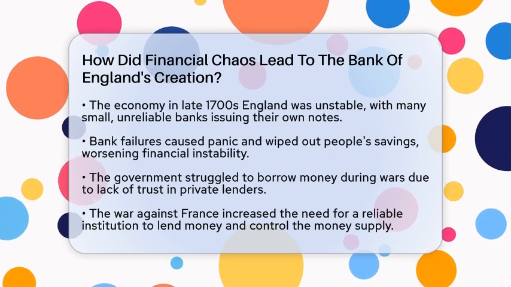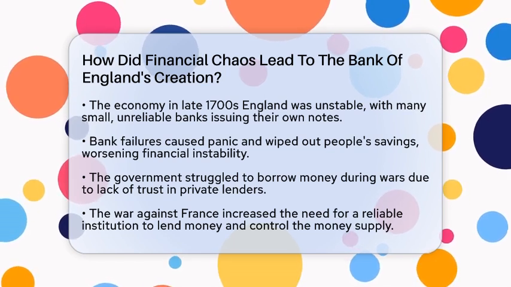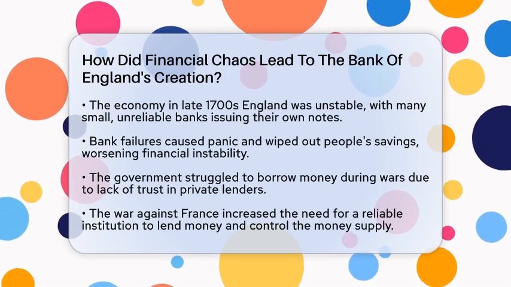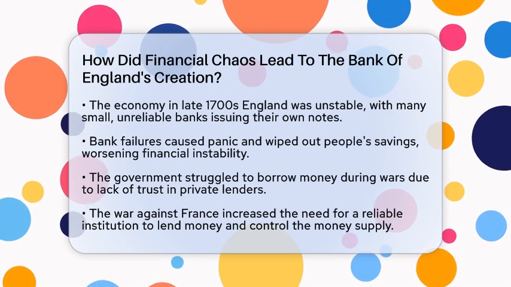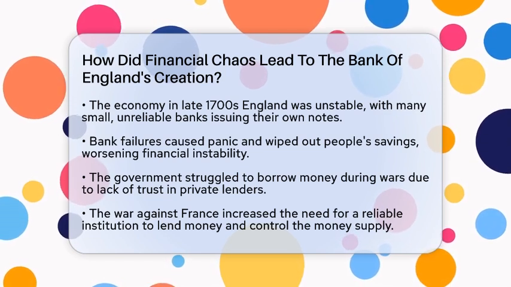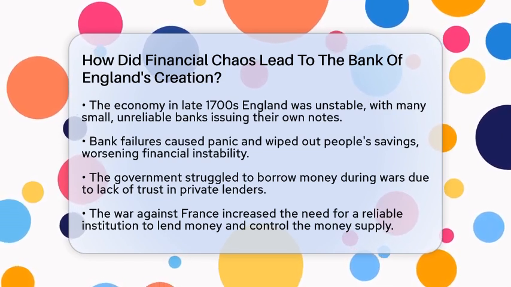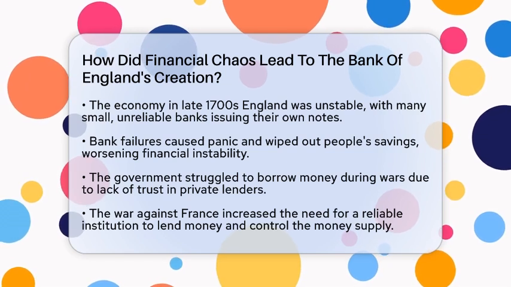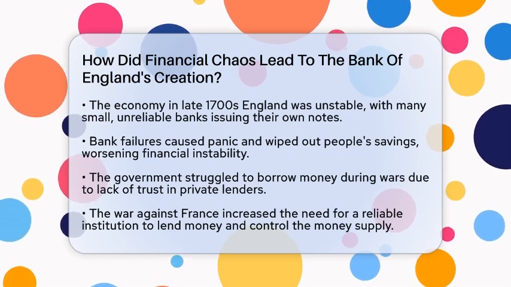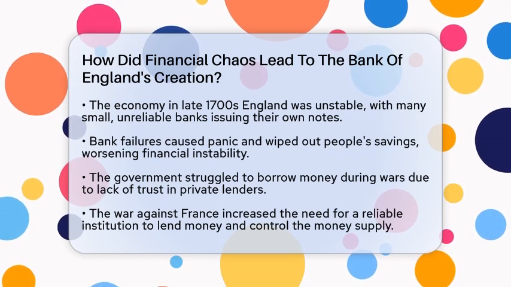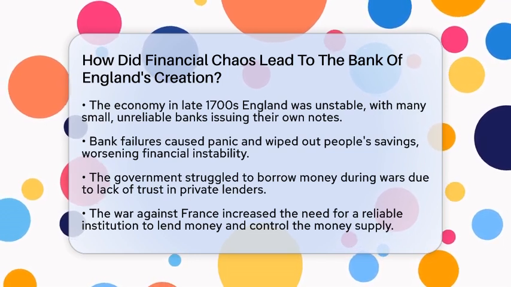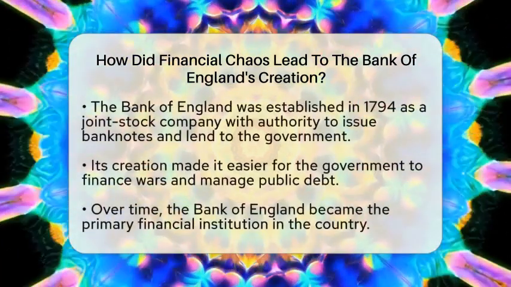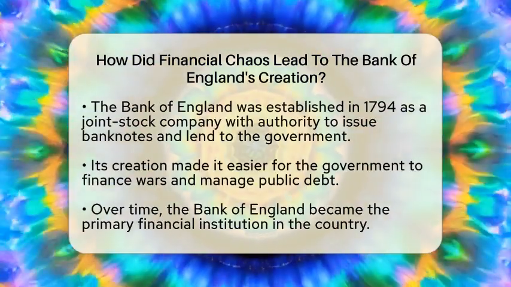Back in the late 1700s, England faced many financial problems. Banks were small and often unstable, issuing their own banknotes without any central authority to oversee them. When a bank failed, it caused panic and wiped out people's savings. The government struggled to raise money during wars because private lenders hesitated to lend in such uncertain times. This led to a crisis where the government needed a reliable way to borrow money and keep the economy stable.